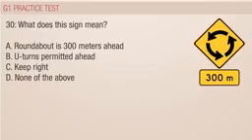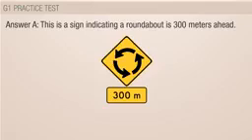Question 30. What does this sign mean? A. Roundabout is 300 metres ahead. B. U-turns permitted ahead. C. Keep right. D. None of the above. Answer A. This is a sign indicating a roundabout is 300 metres ahead.